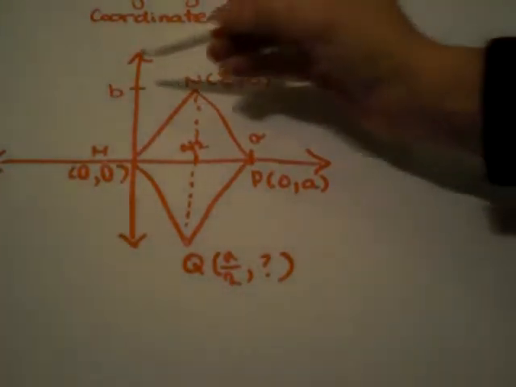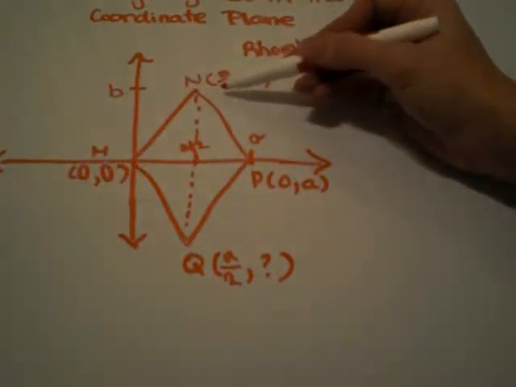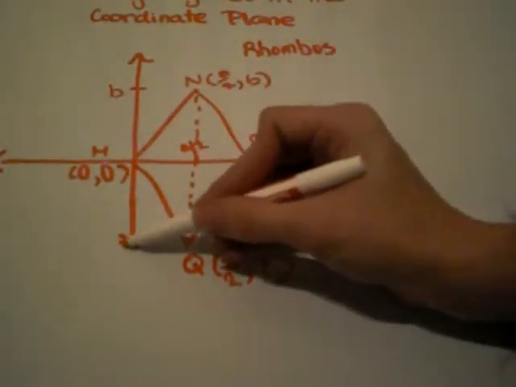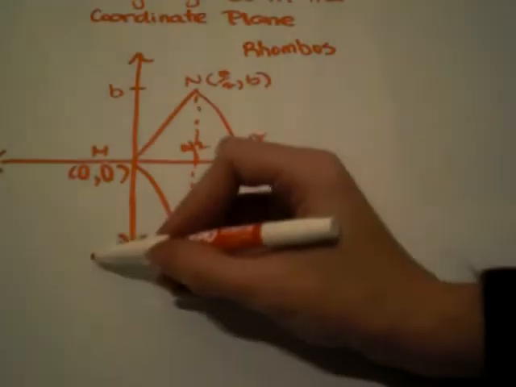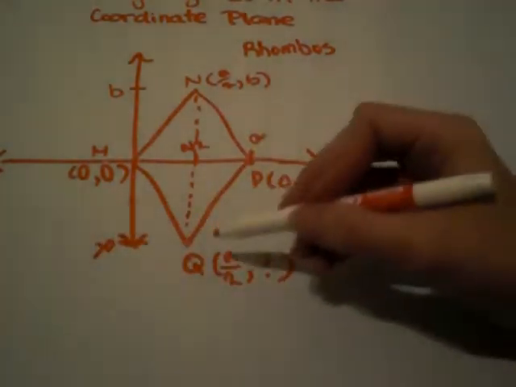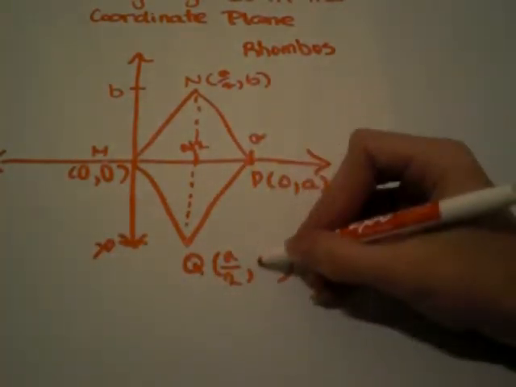Okay, next we'll look at our height. We start at B, and so if we go down here, again, because of the symmetry, this would be negative B, and we can fill this in with a negative B.